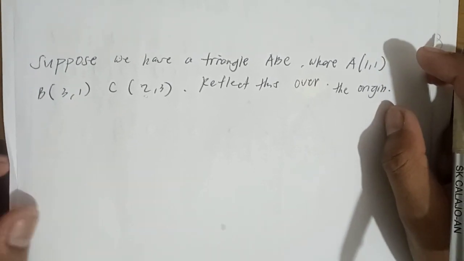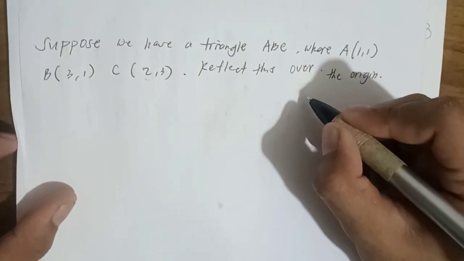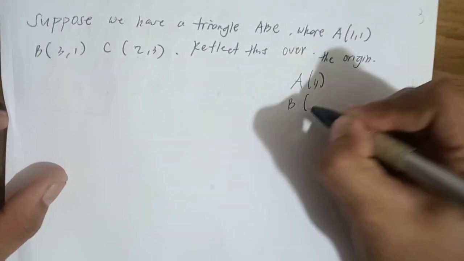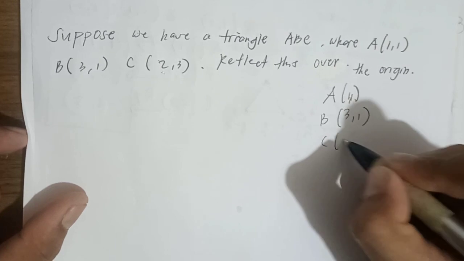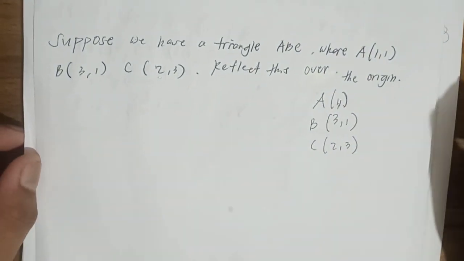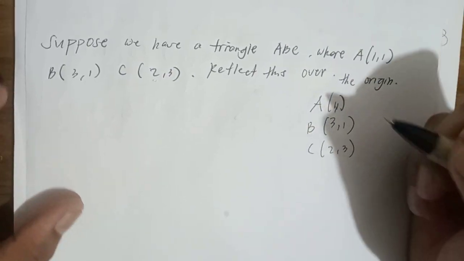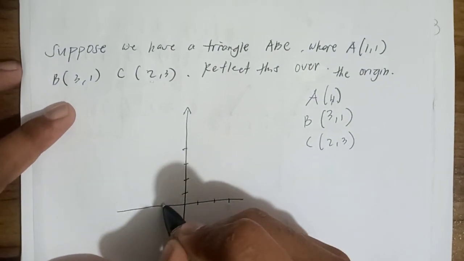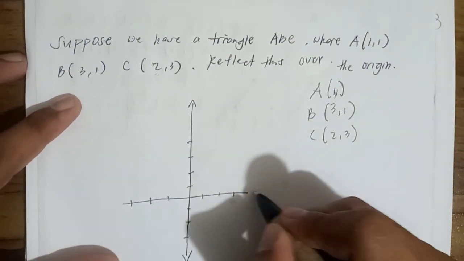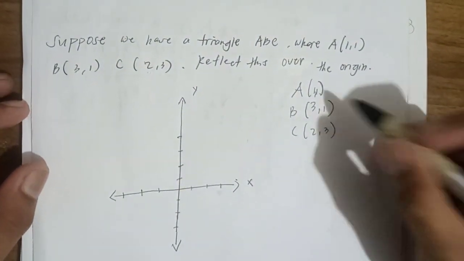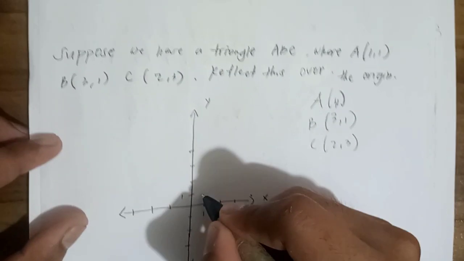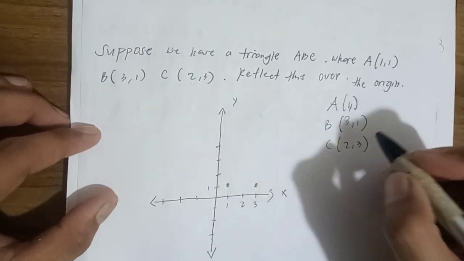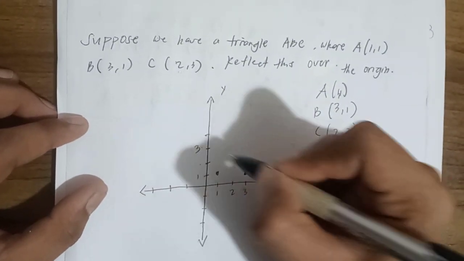Same process earlier. We will first copy the points. Now let's plot these points. Point A, we have (1, 1), so more or less it's over here. Point B, (3, 1), more or less it's over here. Point C, more or less it's over here.